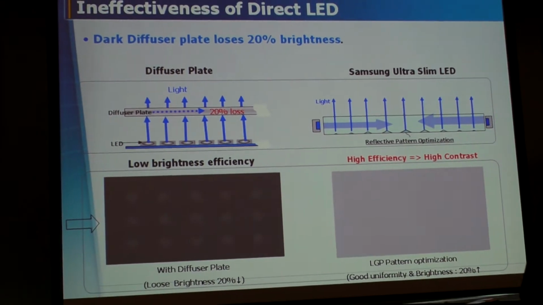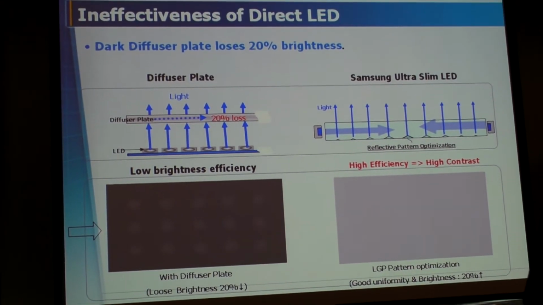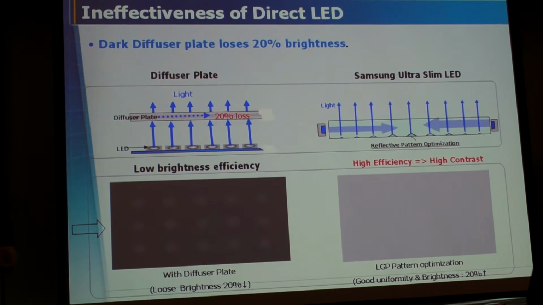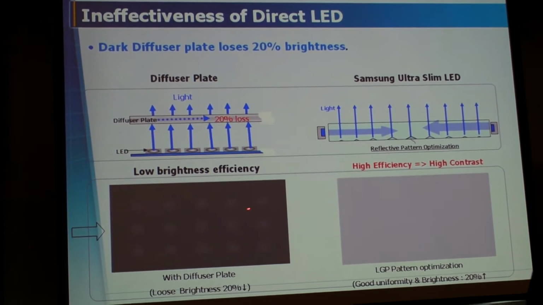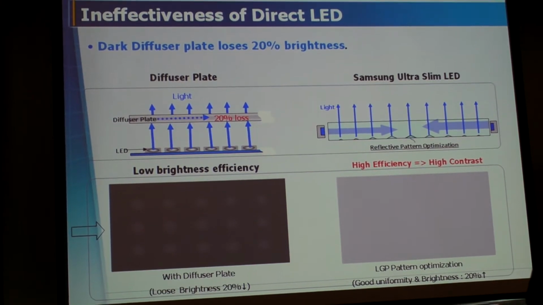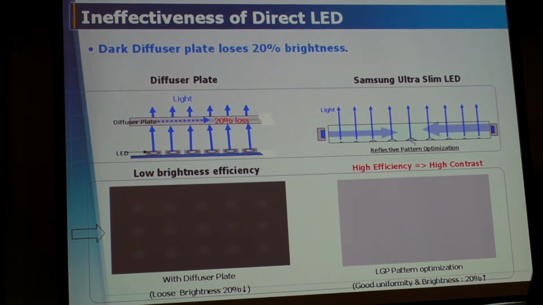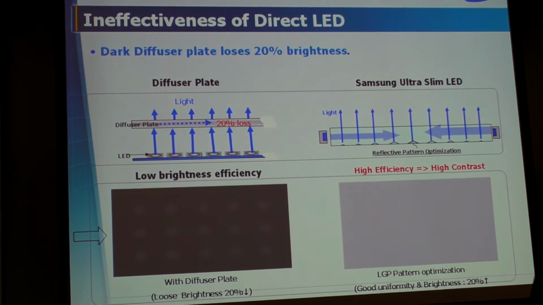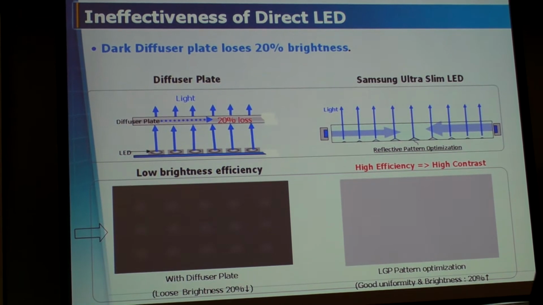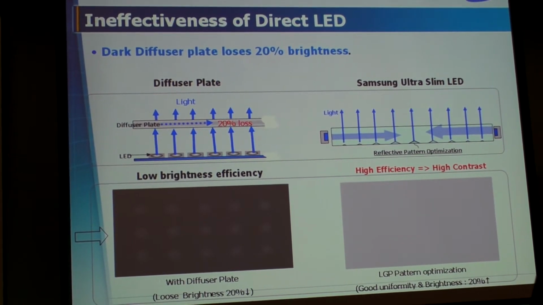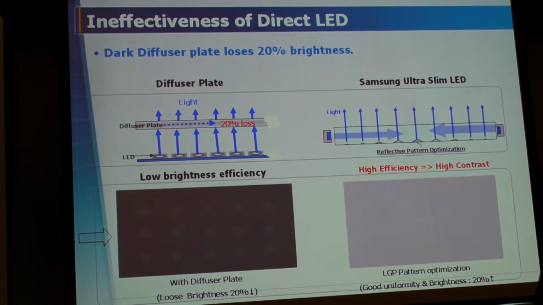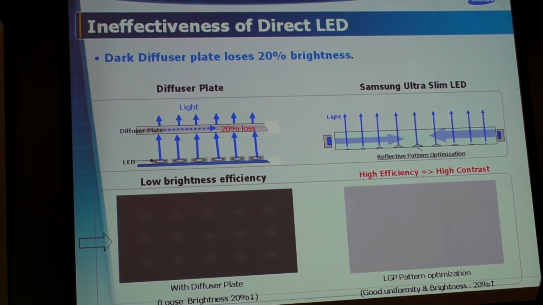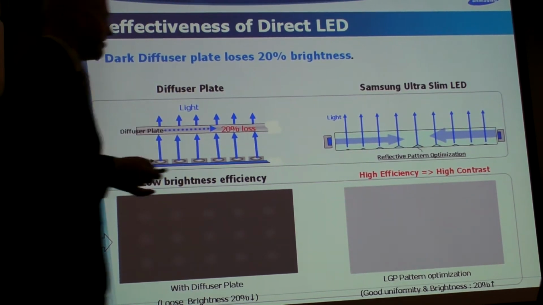So how does this work? This is exactly what I would like to point out. In the case of a direct LED, you have many small LED lamps, and you need to distribute this light very effectively. To do this, you use what is called a diffuser plate. And this diffuser plate takes away around 20 to 30% of the brightness of the product. If you take away brightness, you lose contrast, for sure, or you need to put more lamps inside.